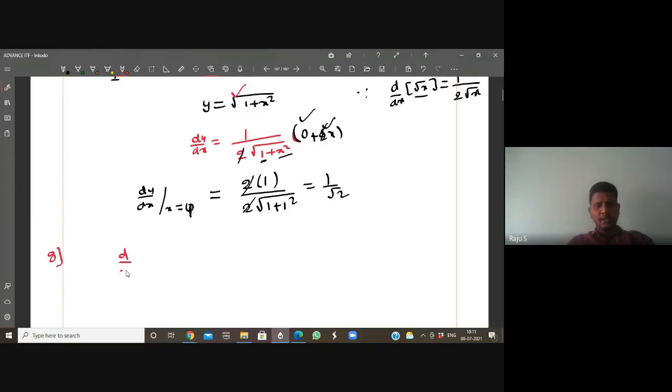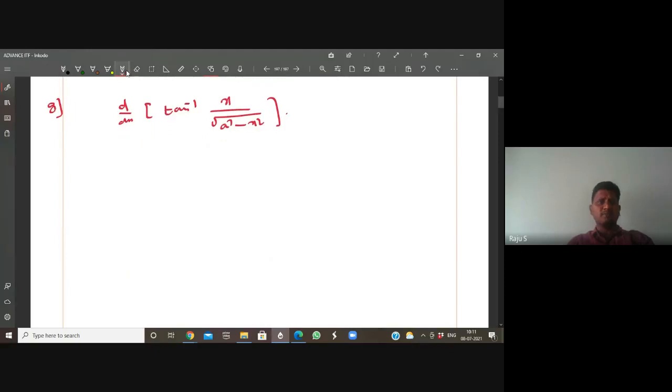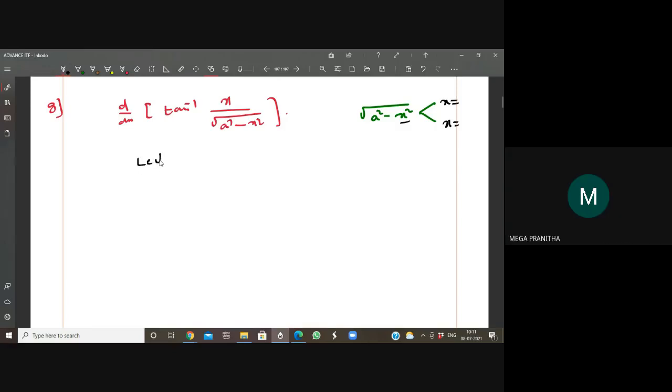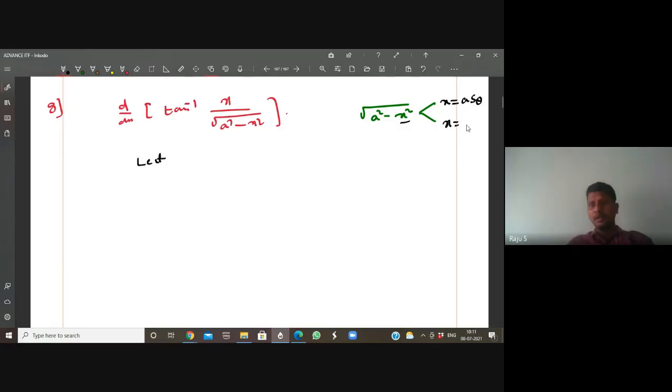So d by dx of tan inverse of x by root over a square minus x square. The derivative of this function we need to find. It is very, very easy. See, student, substitution. I already told you many times, even in inverse trigonometry also I have given, whenever square root of a square minus x square is there, what shall we substitute in place of x? X is equal to a sine theta. Very good. Or a cos theta.